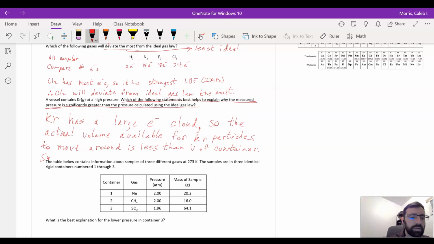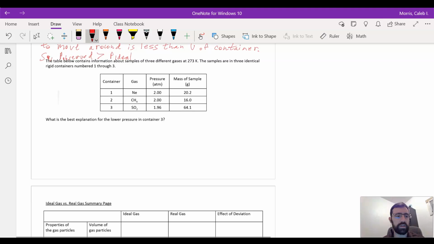So the pressure observed would be greater than the pressure of an ideal gas. And the reasoning for that, again, is because you have less volume, and remember, pressure and volume are inversely related. So let's look at the next one.